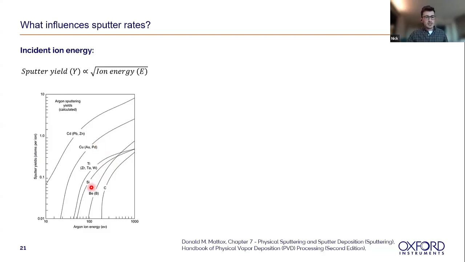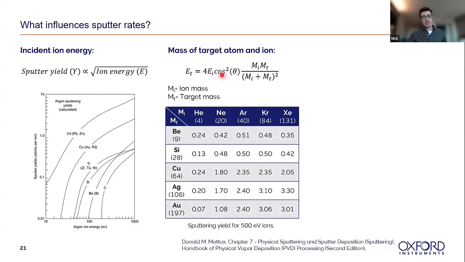So the ion energy is very important in terms of what influences our sputter rate. Unsurprisingly, higher ion energies typically result in faster sputter rates. What's interesting as well is that the mass of your incident ion can also play a big role, so the mass of both your target and the ion that you're using to sputter, based on this momentum transfer equation. I've plotted this out for a few different cases. I've actually stolen this table from the textbook at the bottom here, but I've replotted it myself.